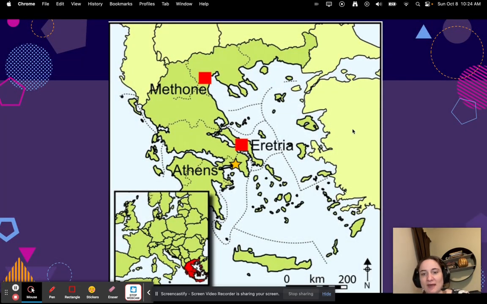To show a map, this is Anatolia right here in that lighter green color. You can see just across the sea, we have Greece. Here's Athens right here, and here's Eritrea. You can see that they're pretty close when it comes to city states, because remember, Sparta is way down here.